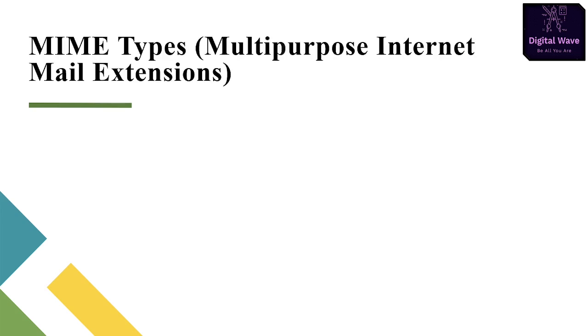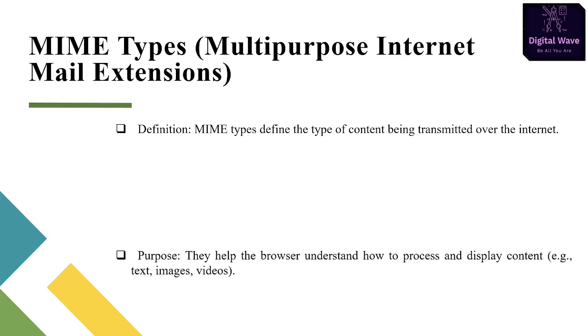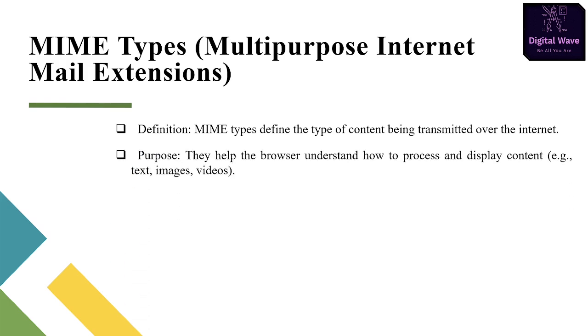Next topic is MIME types. The full form of MIME is Multipurpose Internet Mail Extensions. These MIME types define the type of content being transmitted over the internet. The purpose of MIME types is that they help the browser understand how to process and display content. So whatever content you are watching on the browser, they will help you. They can convert it as per the user's requirement.